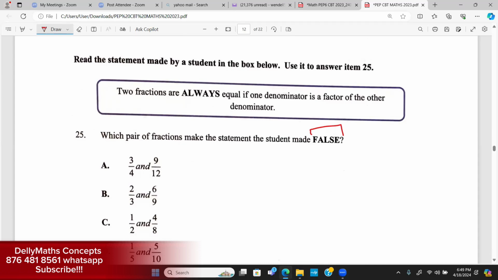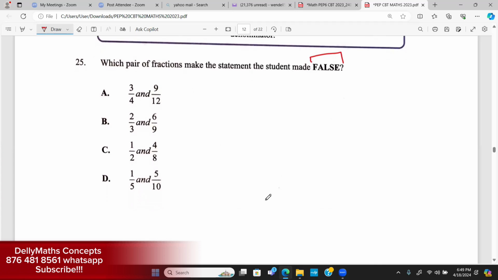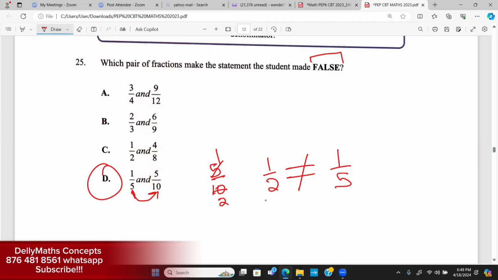So go back to the statement. Two fractions are always, this is a big statement here, equal if one denominator is a factor of another. So you want to find one of these where the denominator is a factor of the other, but they're not equal. Like this one at D, this denominator 5 is a factor of 10. But if I break down 5 over 10, I'll get 1 over 2. And 1 over 2 is not equal to 1 over 5. So this would have made the statement wrong.